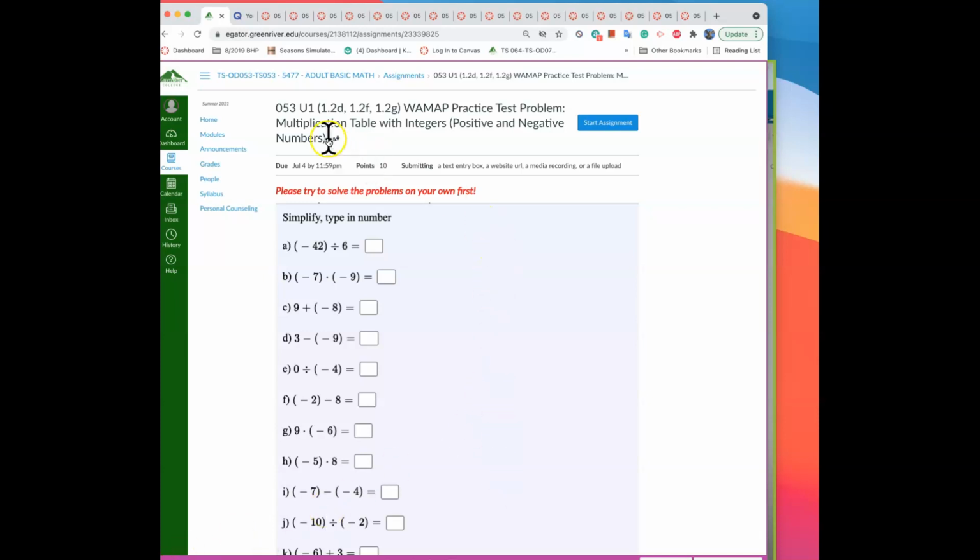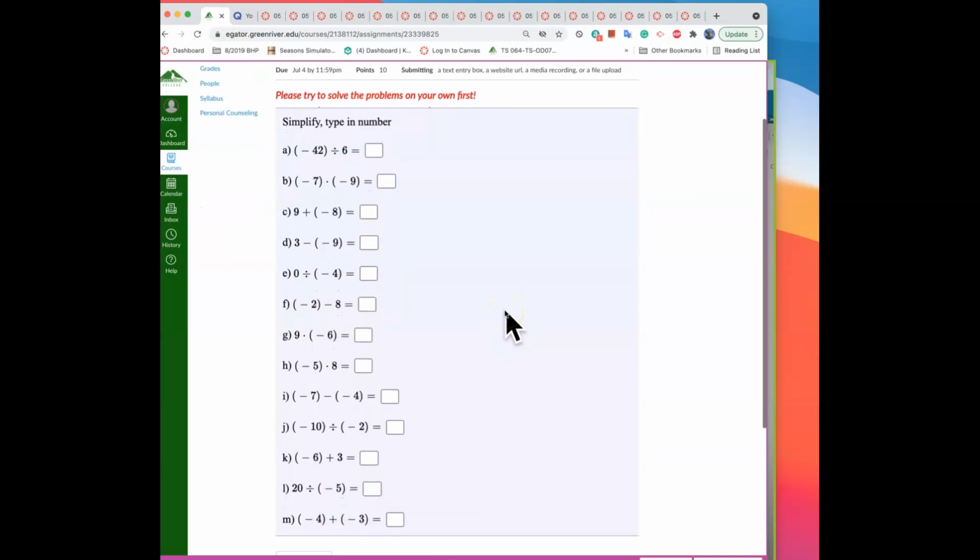I'm going through these WAMAP problems 1.2D, F, and G. This is the TS 053 Unit 1, from that set of problems. I want you to show your work for these when you're doing them.